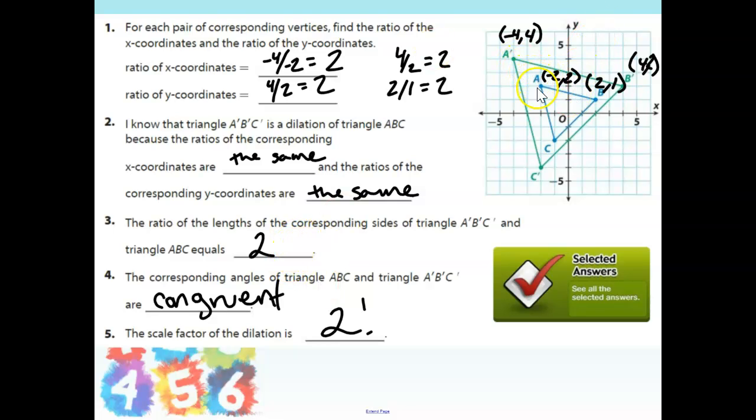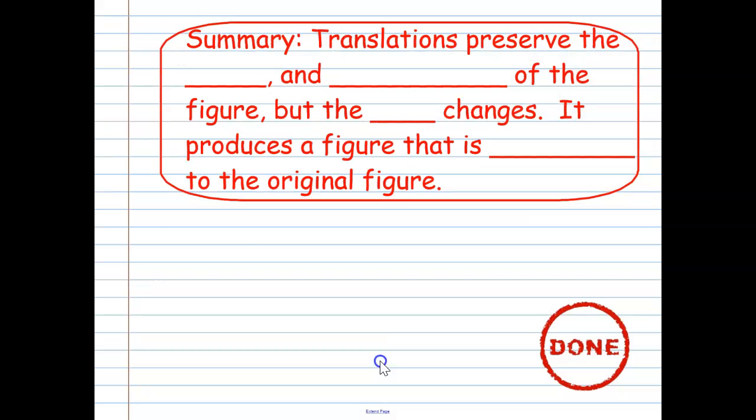The angles: if I traced one of these angles and lined them up with each other, I find out that they are also the same as each other. And then my scale factor, which I found up here, tells me that the scale factor is 2. All right, let's do a summary, and then after this is an optional video.